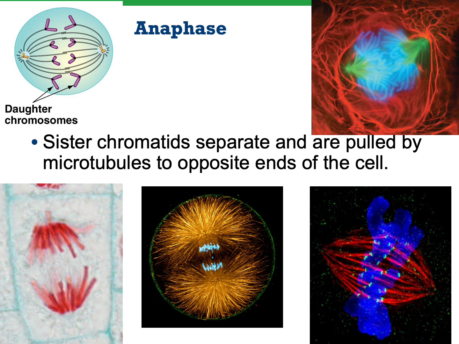During anaphase, the sister chromatids separate and are pulled by microtubules to opposite ends of the cell. You can see this in any of these images. Here on the bottom right image, you can see the sister chromatids in green separating to opposite poles.